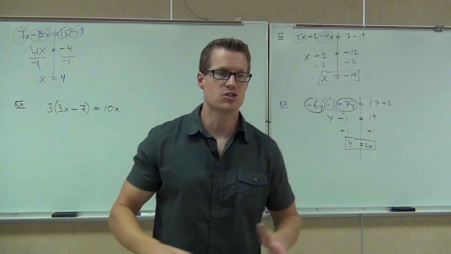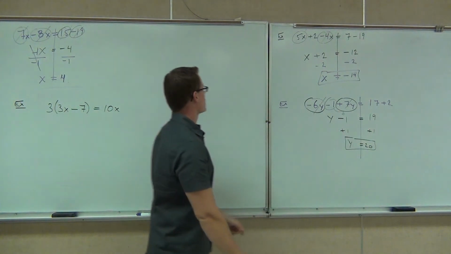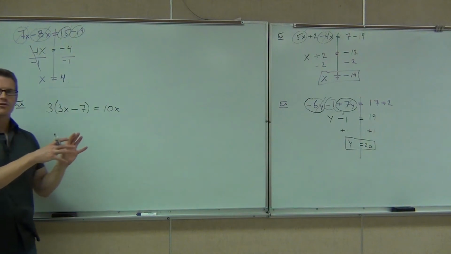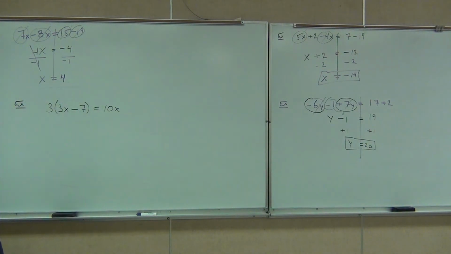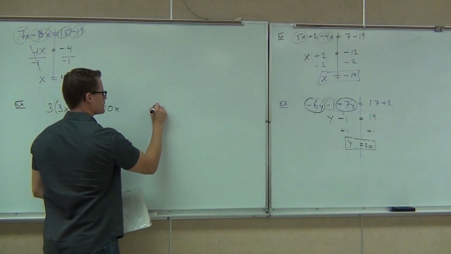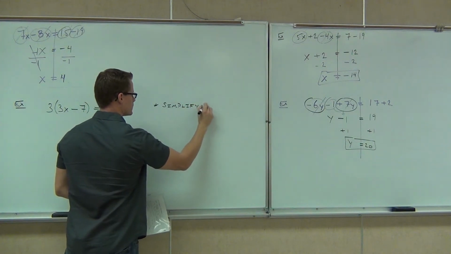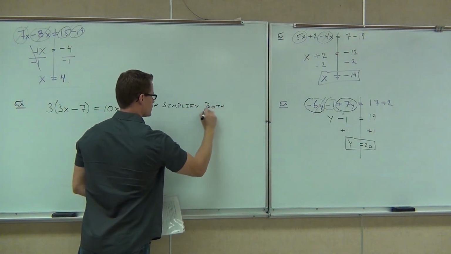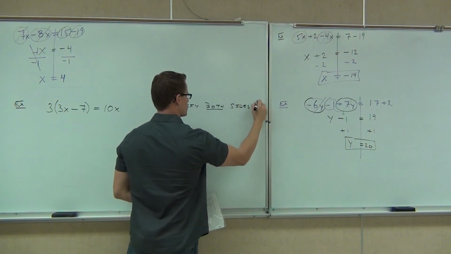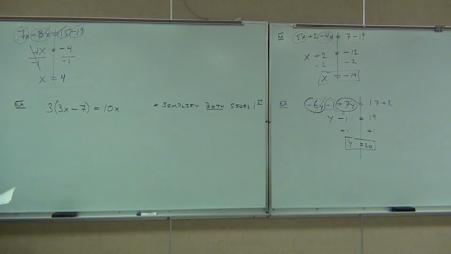Listen, in order to solve equations, you got to have something that looks like this, or something that looks like this one. So in order to solve our equations, the very first thing we're going to do is simplify both sides first.